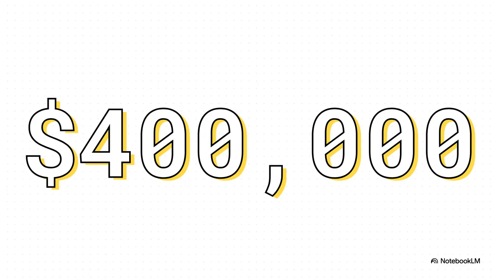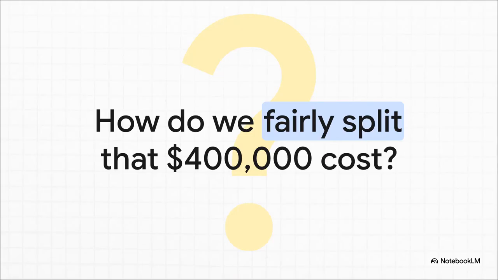So let's put a real number on this. For our dairy example, let's say the total joint cost for all the milk and that first stage of processing is a nice round $400,000. And here it is, the $400,000 question. You have to assign this cost somehow. I mean, your inventory valuation, your income statement, figuring out which products are actually profitable. Everything depends on how you slice up that $400,000 pie. So how do you do it fairly?